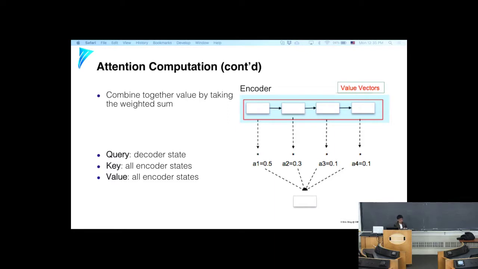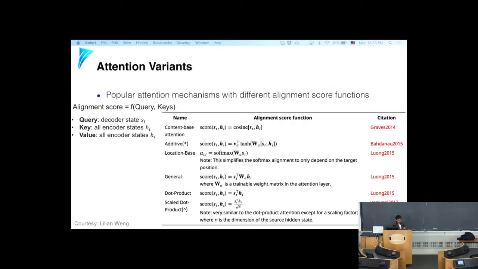This is the computation of attention on text data. And there are many popular attention mechanisms with different alignment score functions. As I said, the alignment score depends on the query and the keys, and we can use different functions to compute this alignment score.